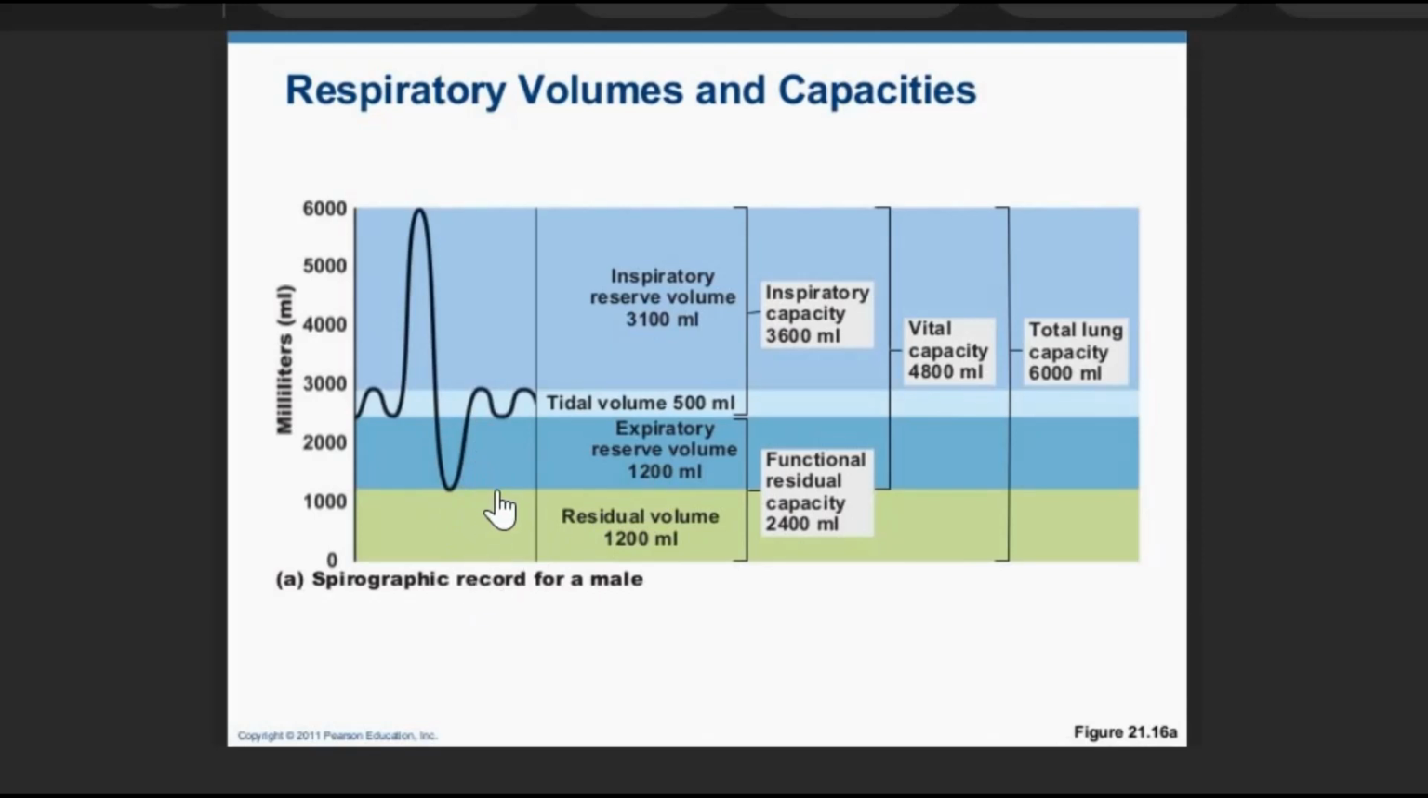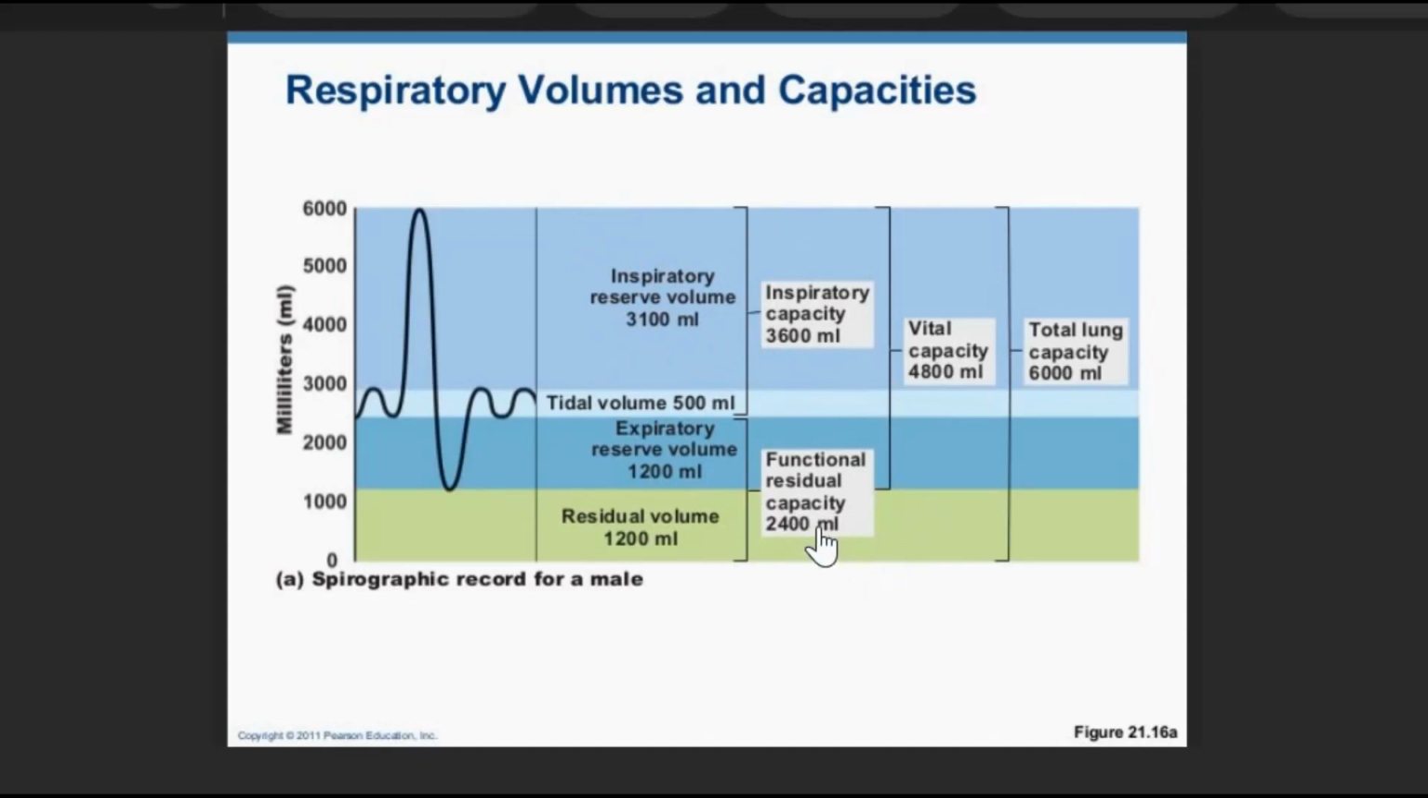Now the residual volume is the amount of air remaining in the lungs following a forceful exhalation. It is approximately around 1 liter or around 1200 ml. So these are the 4 types of lung volume, and you add the lung volumes to get the capacity. Now let's look into the capacity. Inspiratory capacity is the maximum amount of air that can be inhaled. That includes tidal volume and inspiratory reserve volume. You add these 2 volumes to get the capacity.